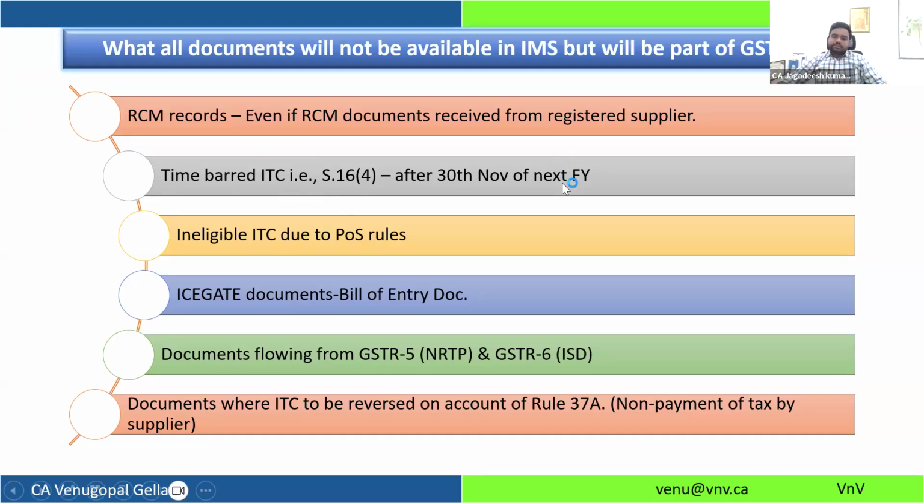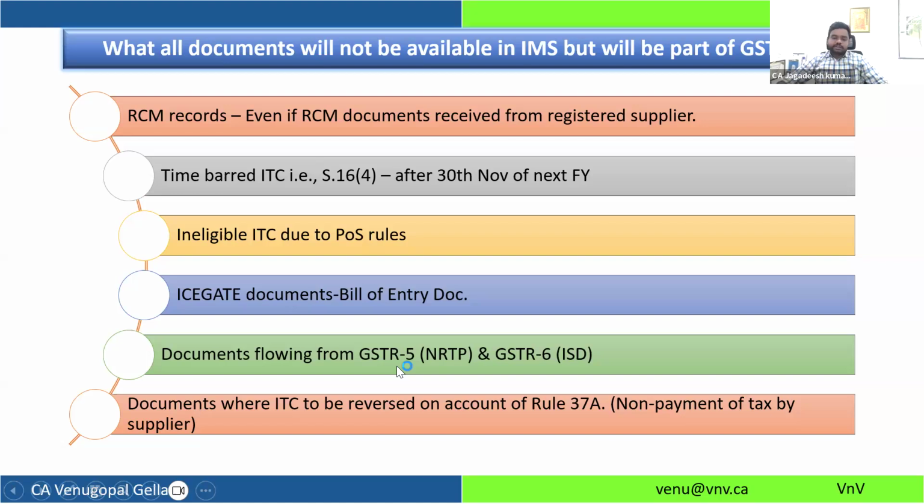Time barred ITC: this also we have discussed with an example. And ineligible ITC due to place of supply rules, for example Andhra Pradesh, Karnataka. Import of goods: if I import any goods, the ITC will populate in my 2B under the import of goods section. In case of direct import, or if I import from an SEZ, it will sit in the IMPG SEZ section, but it will not form part of my IMS.